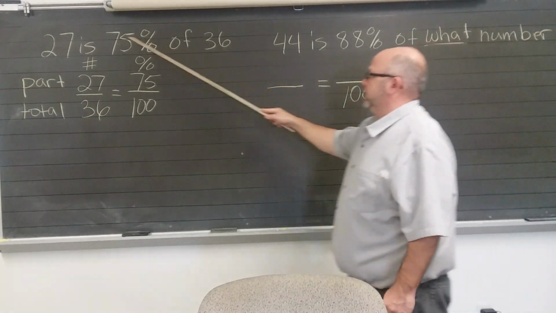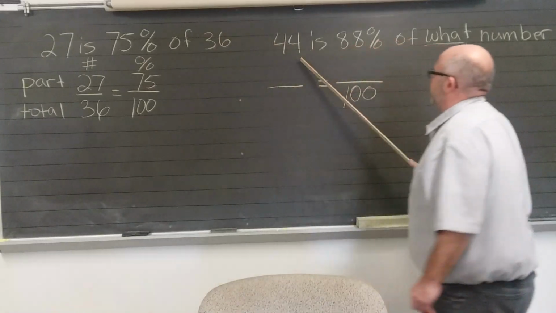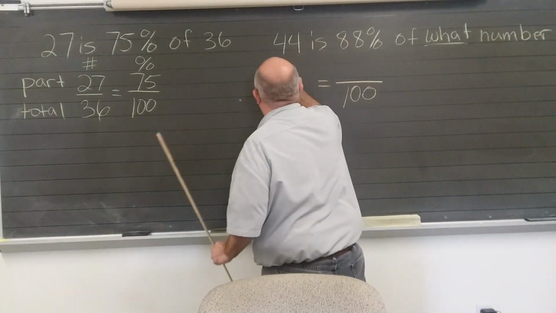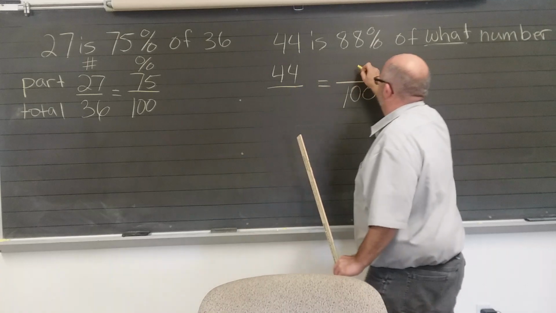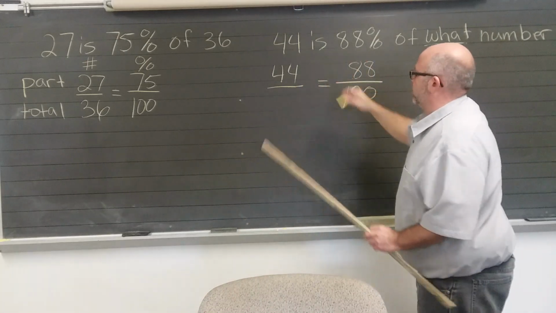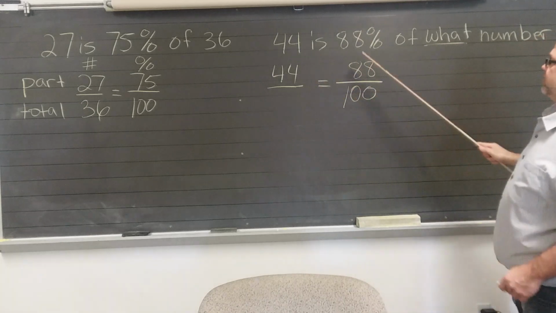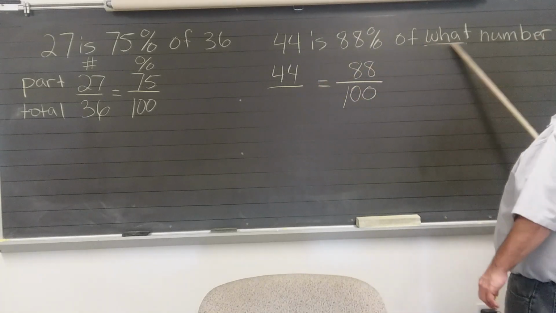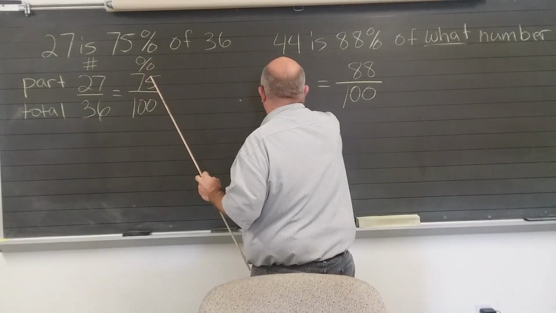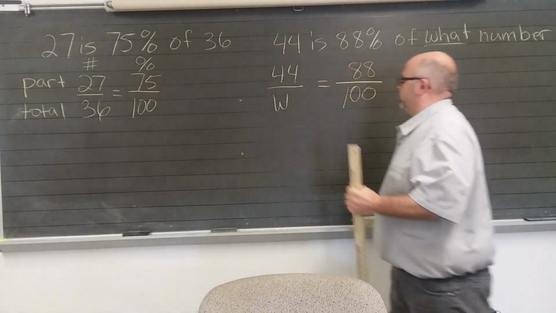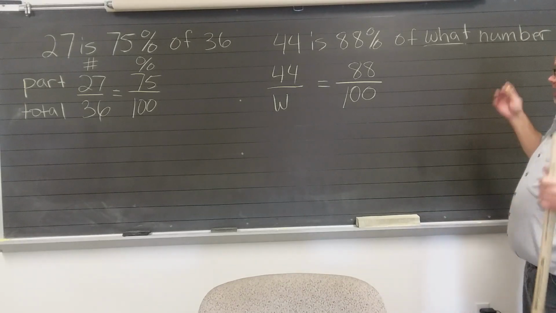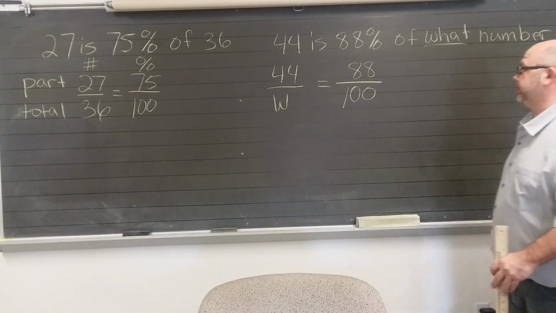Looking at this the same way, 44 is 88%. Percent over percent, number over number. 44 is 88% of what number? Here's your what. We can make this a W if you want to for your what. So the missing number goes there. Now, solve your proportion. All right?